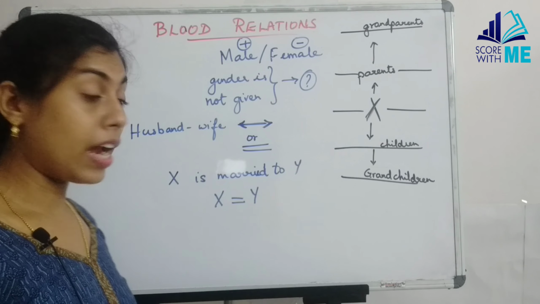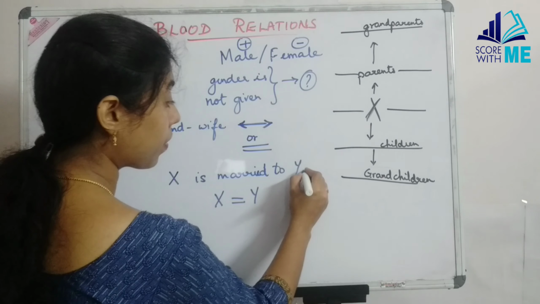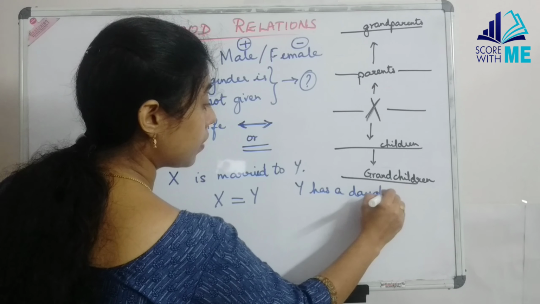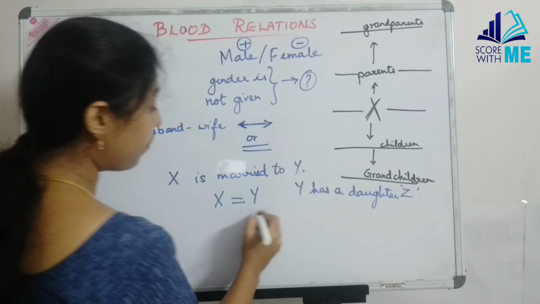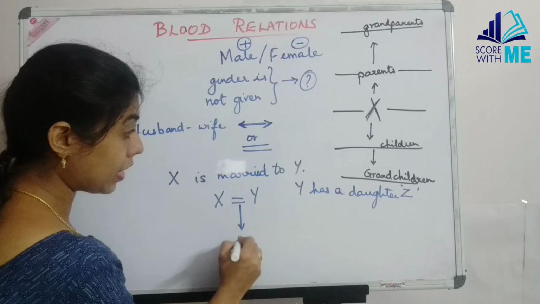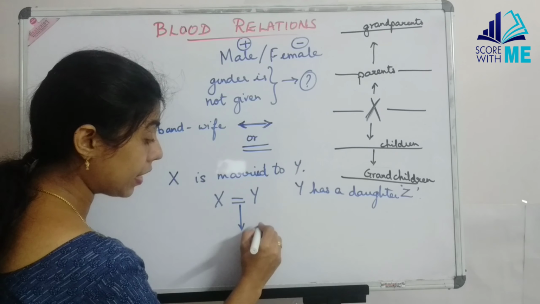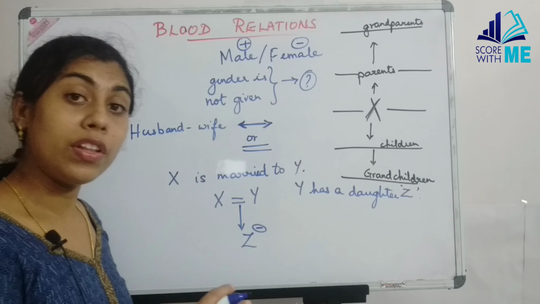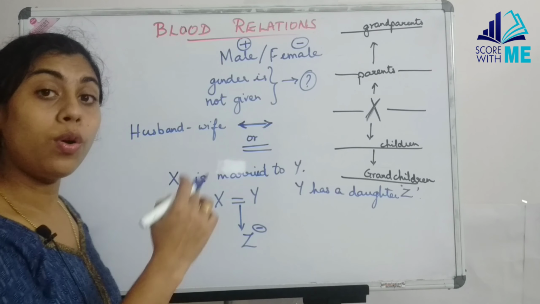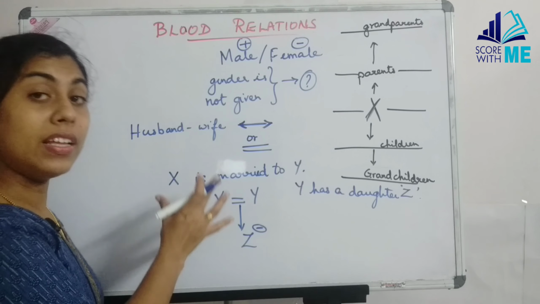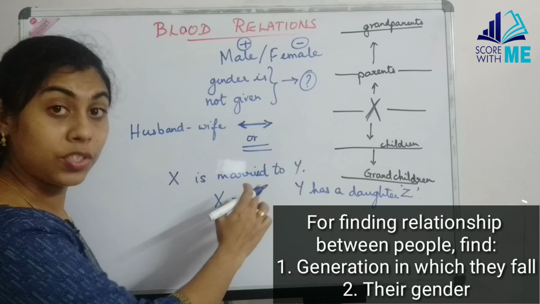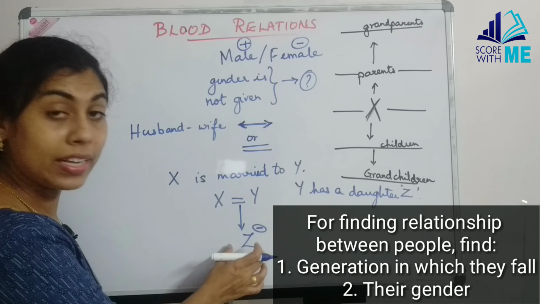Next, if we are given that Y has a daughter Z, we can say that this couple has a daughter. So Y has a daughter in the next generation, and it is a daughter, so that can be marked with a negative sign. Even though we know the couple X and Y, one of them should be a male and the other a female, we still do not know who is the male and who is the father. If this is a question, then we cannot exactly determine who is the father and the mother. We can just say they are parents and the child is Z.